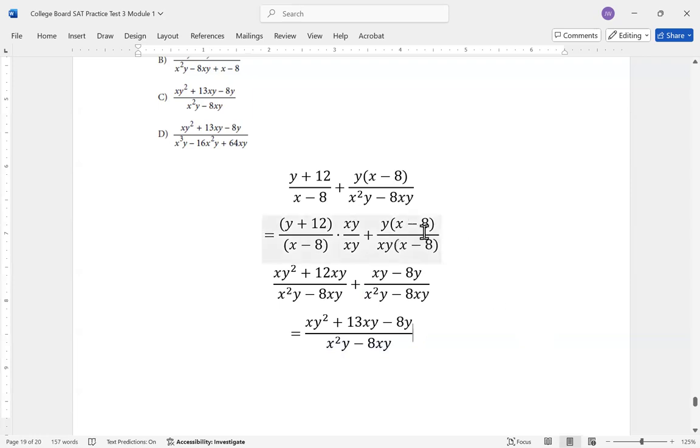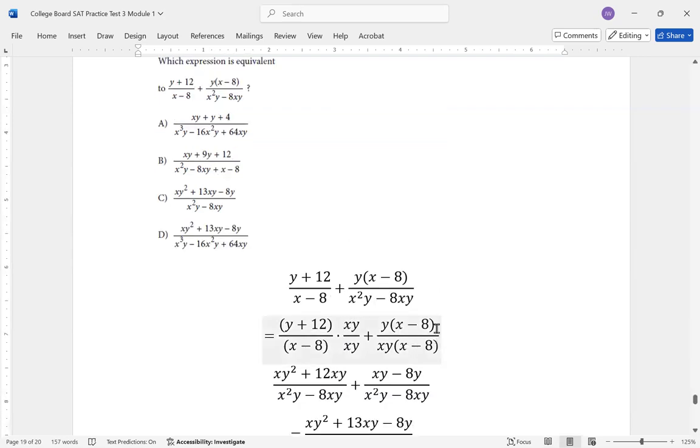So that's the way I see it. You can also have seen it by realizing that I could have left this denominator alone on the right-hand side and multiplied times xy, top and bottom of the first fraction. But this is my final answer. X times y squared plus 13xy minus 8y, all divided by x squared y minus 8xy. And if you look up to the options, that's option C of 25. So the answer to question 25 is option C.